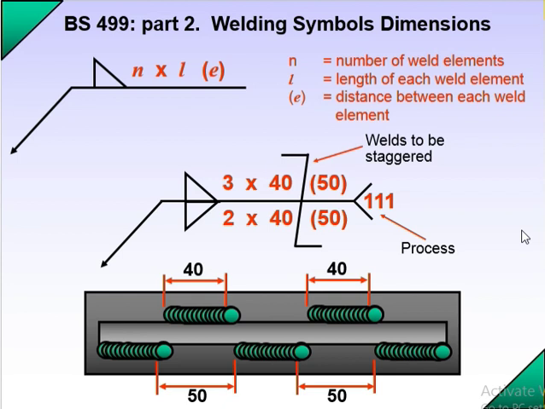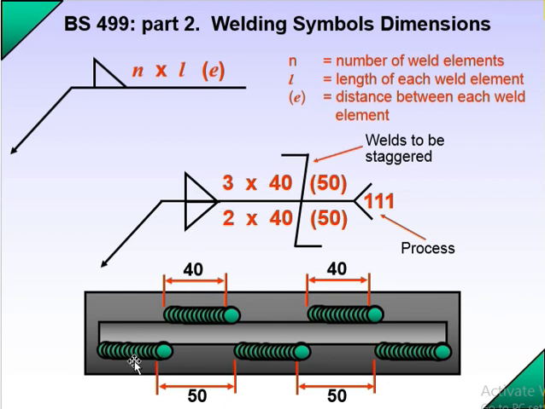Now you can see BS 499 Part 2 welding symbol dimension. These are different types of welding symbols. If you see these types of symbols in the welding drawing, you have to understand what they are. So N into L in the bracket E. In the arrow line and the reference line, you can see 3 into 40. This is the other side.